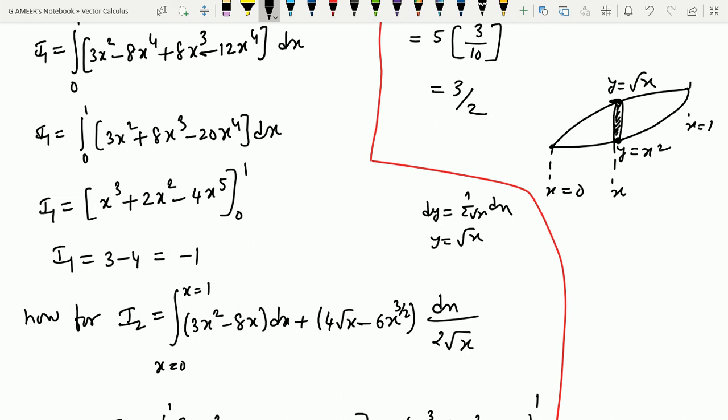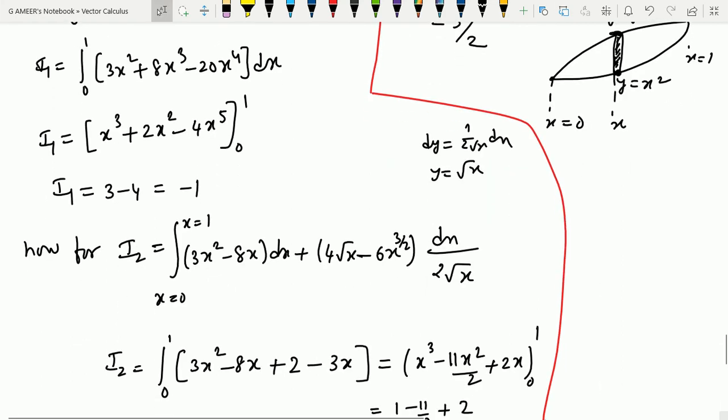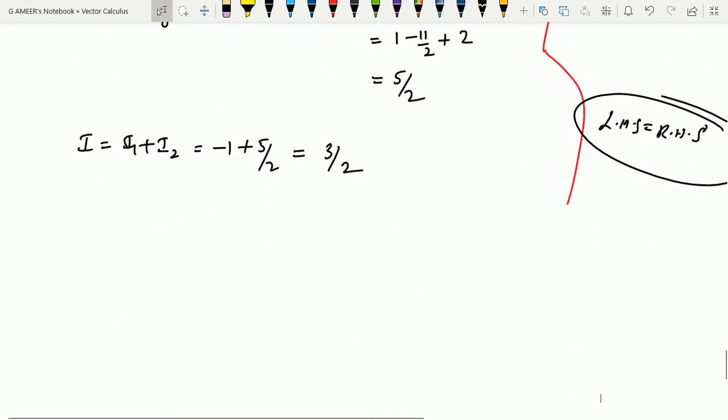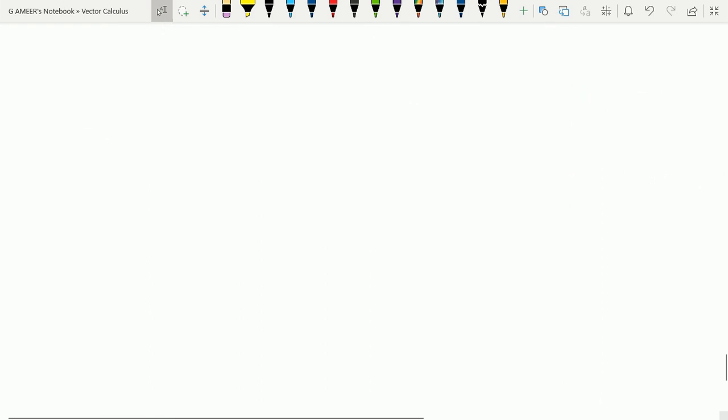In the next class we will see Stokes theorem further. In Stokes theorem also we use the Green's theorem proof and all these things, because Stokes theorem is the generalized form. That generalized form is again important, and it will also be useful to convert a line integral into a surface integral.